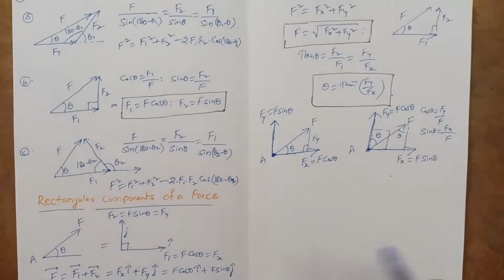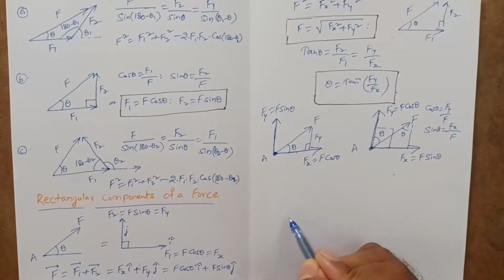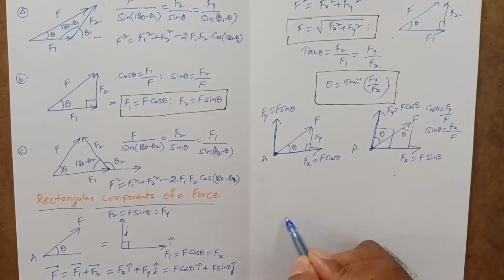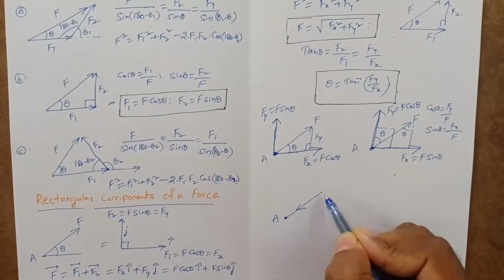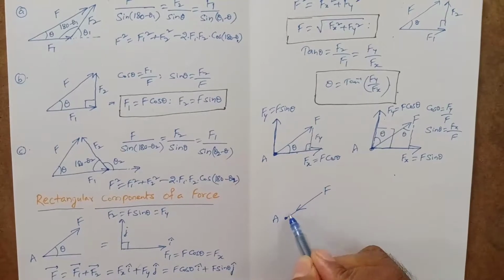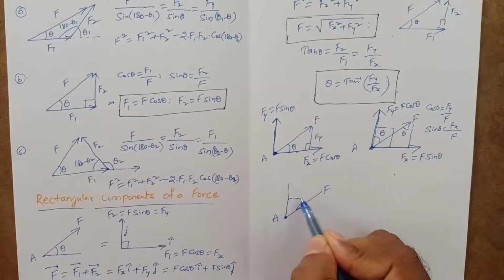So let us see some more cases. Now, instead of acting away from this point, let us say at this point A, this force F is acting towards it, and say this is making an angle theta with this vertical line.